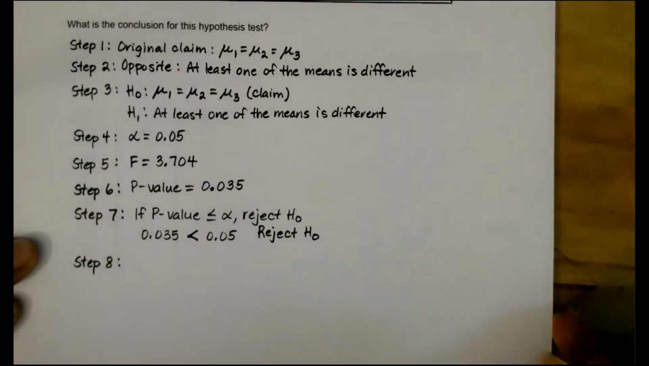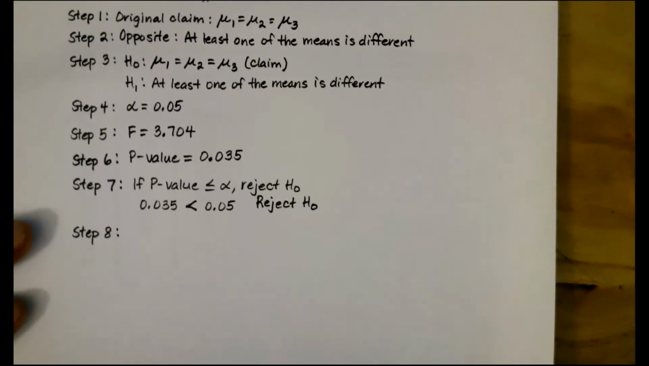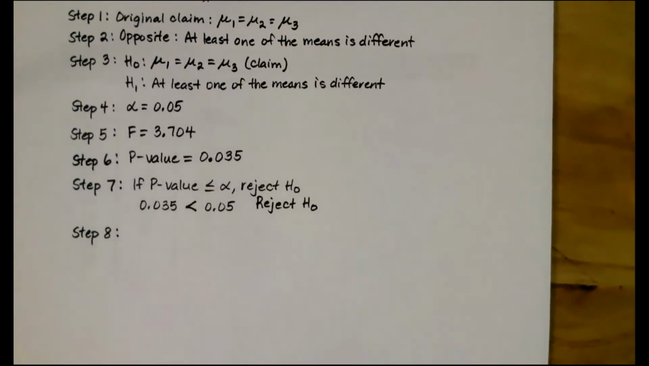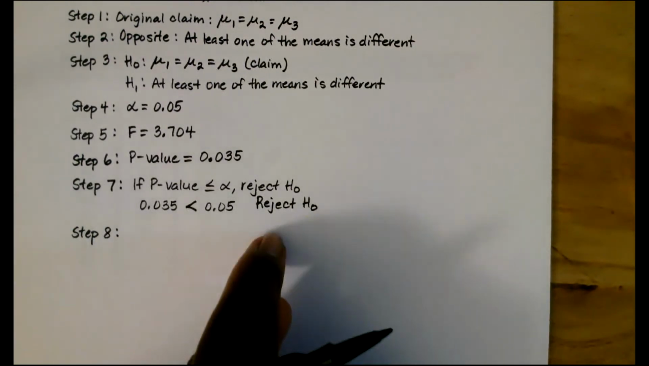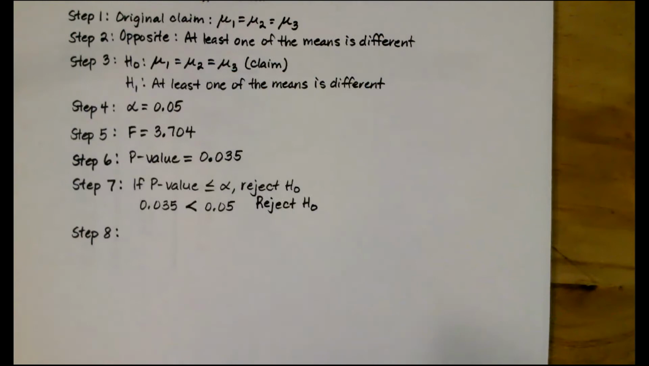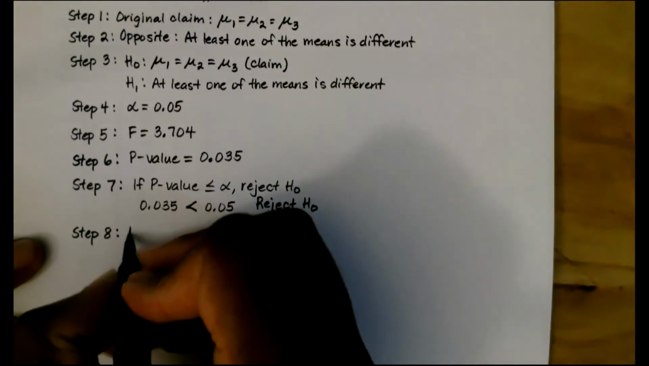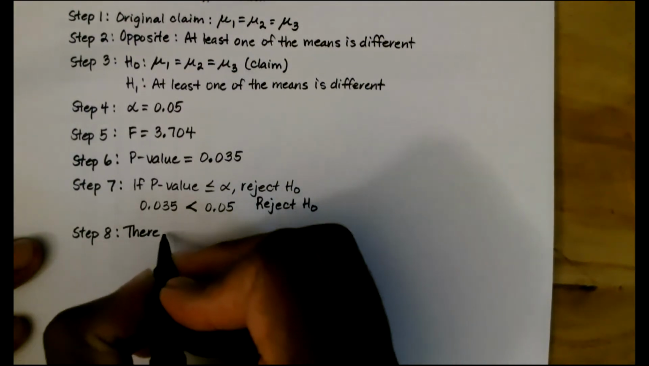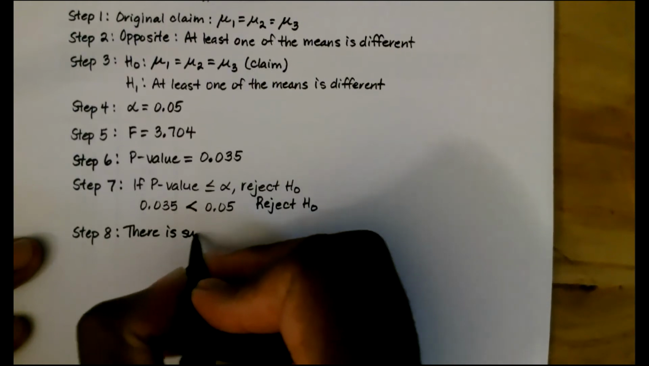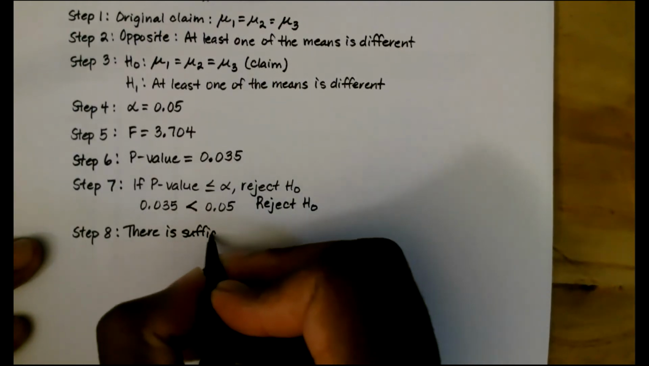And then step number 8 is writing the conclusion statement. Okay, using simple non-technical terms. We rejected the null and the claim was the null, so that means we can say that there is sufficient evidence to reject the claim.